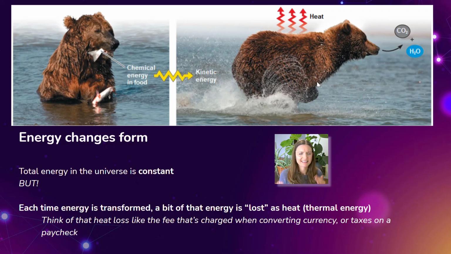So again, I like to think of this little tax that's taken off, this little loss of heat energy to the environment, as like the fee that's charged when you're converting currencies, right? Or maybe taxes that are taken off of your paycheck, or if there's a fee associated with transferring your money from one bank to another. That's basically what's happening. We're losing a little bit of that as kind of like a tax for transforming energy from one form to another, and that's usually lost as heat. Heat is a form of energy. Thermal energy is lost to the environment, so it radiates out of the organism.